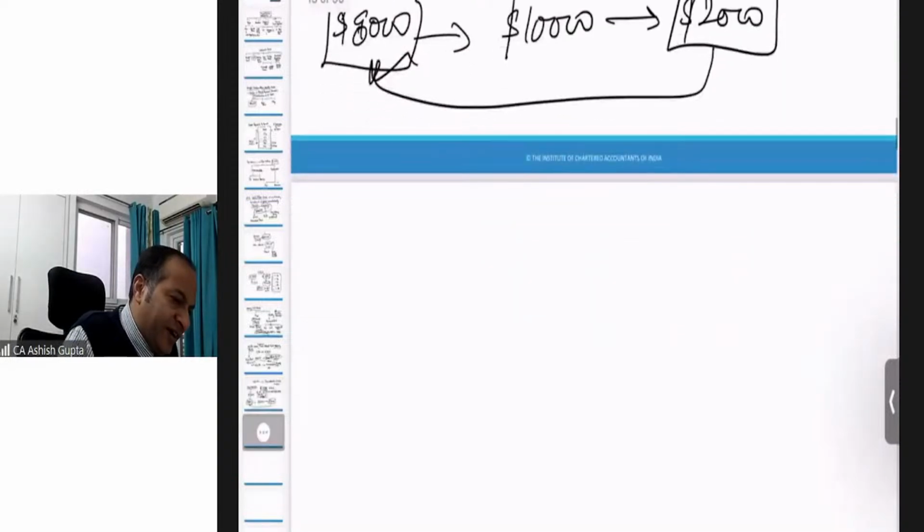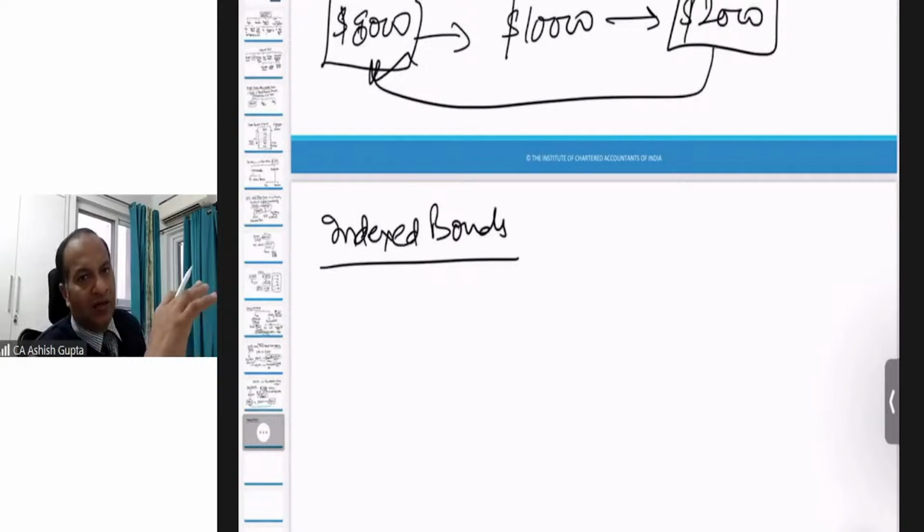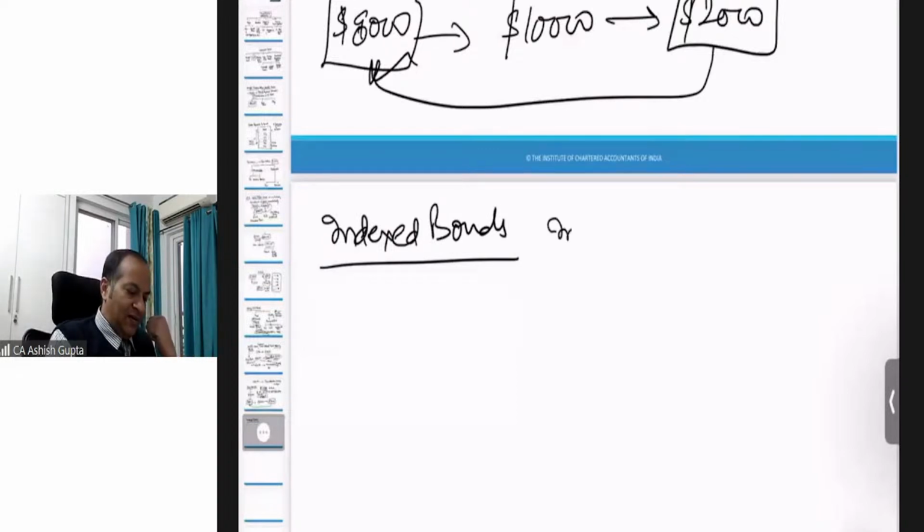Now, next we are coming to index bonds. These kinds of bonds have an index, which means they are related to the index of some benchmark. This can be your interest rate, this can be your inflation. Generally, these are compensated for the inflation risk.